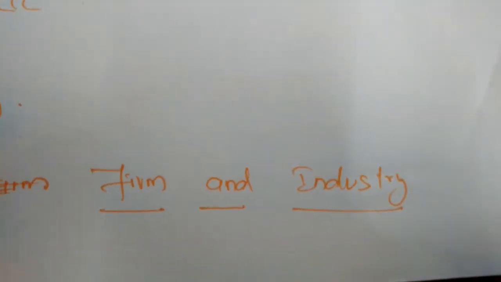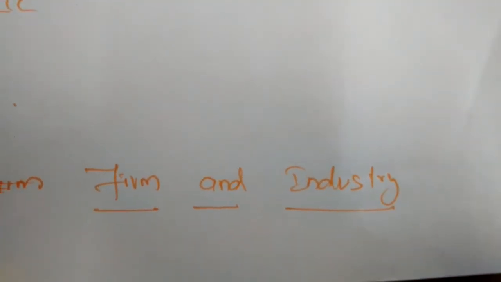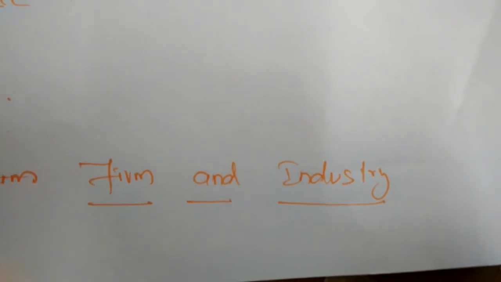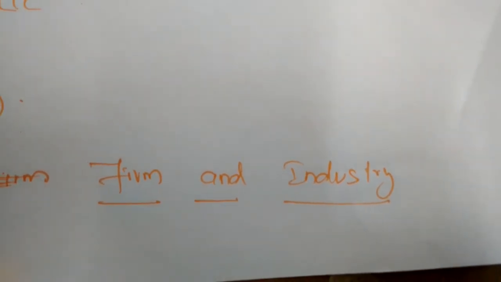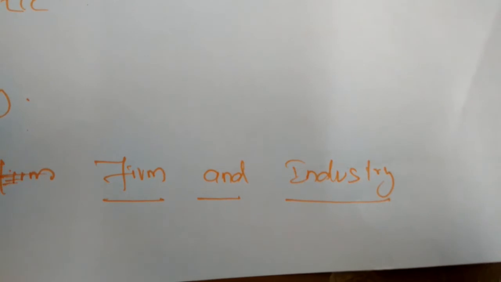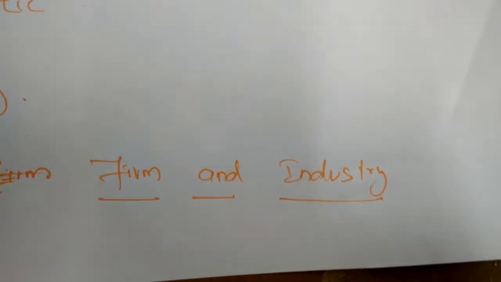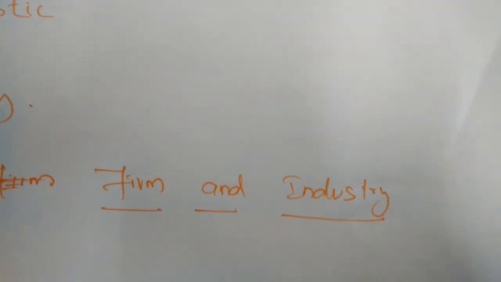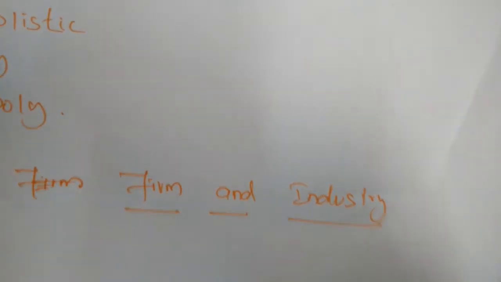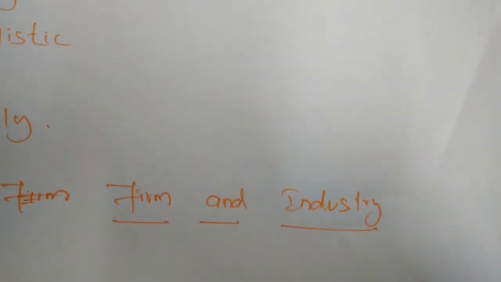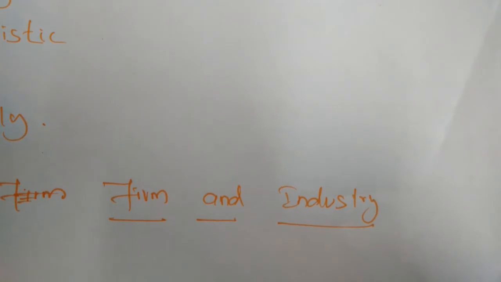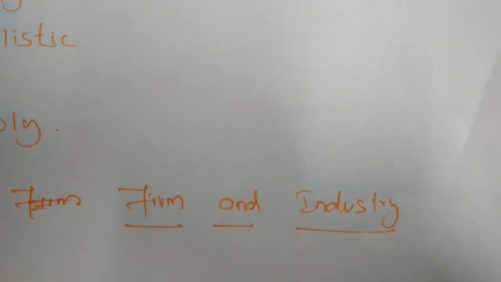If you are considering the firm, it is a single production unit of an industry. For example, if any cement factory is there in Nellai or any other district, we can call it a firm. Next, the industries.